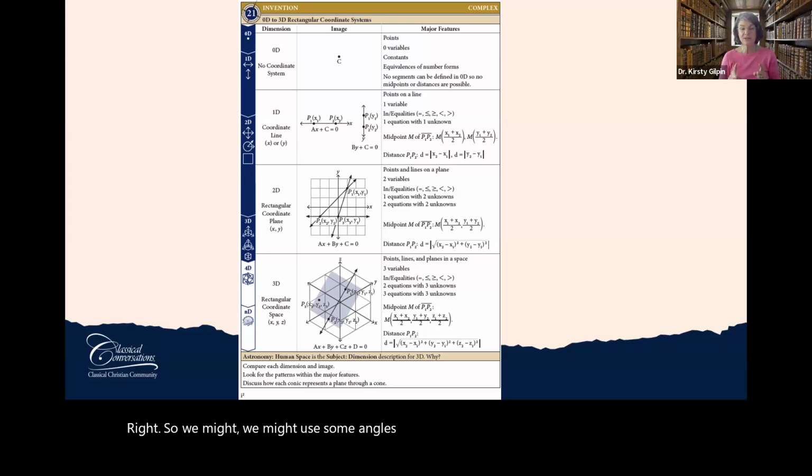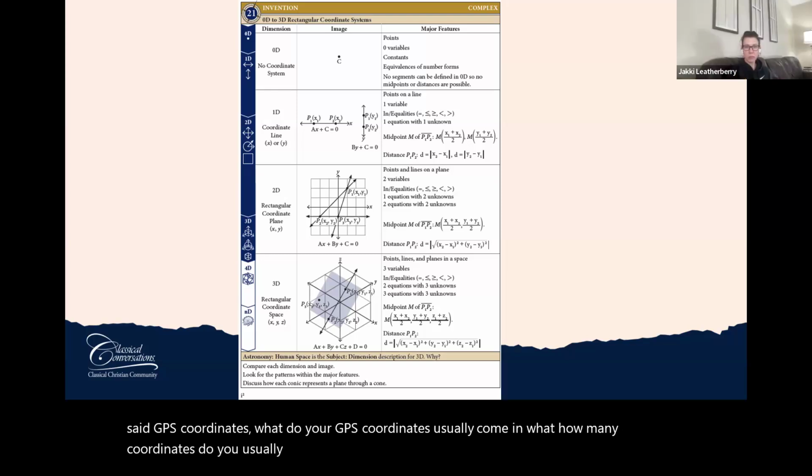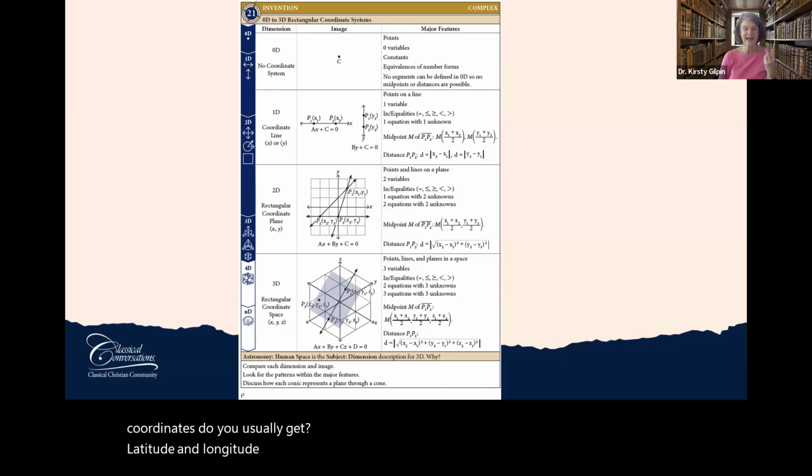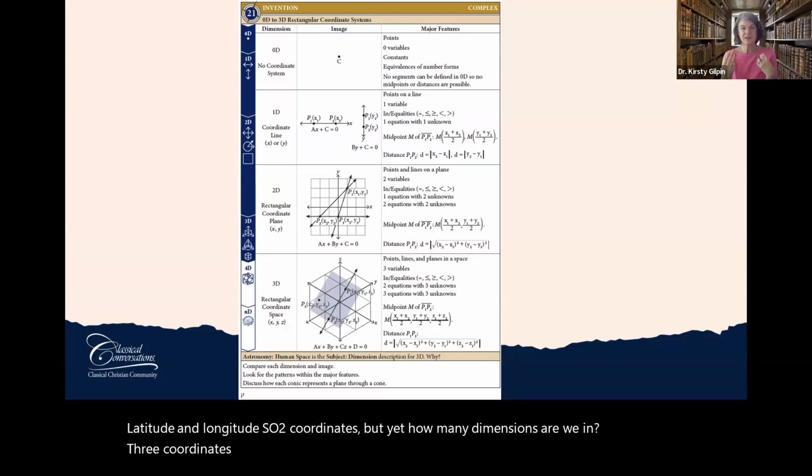Good. So when we use those angles, somebody said GPS coordinates. What do your GPS coordinates usually come in? How many coordinates do you usually get? Latitude and longitude. So 2 coordinates, but yet how many dimensions are we in? 3. So there's something to talk about with our students. Why do I only need 2 coordinates? What is that 3rd coordinate?